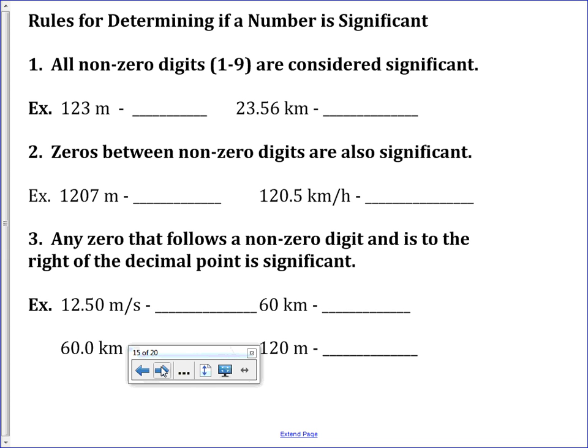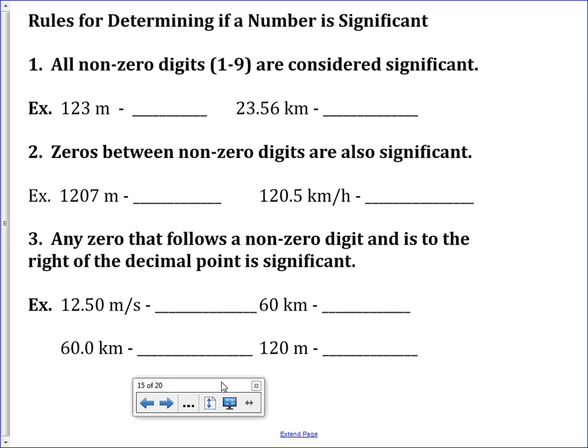So how do we determine if a number is significant or not? Well, we have a list of rules for determining if a number is significant. The first rule is that all non-zero digits, so numbers between 1 and 9, are considered significant. So from the first example, where we have the number 123 meters, all three of these numbers are greater than 0, so they're non-zero numbers. So we would count these as significant, and we would say this number has 3 significant digits.